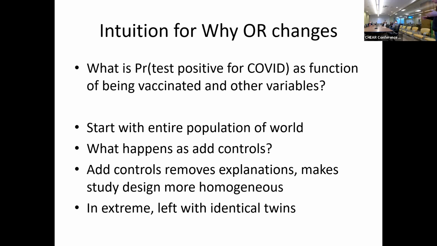As you add controls, you go from an original logistic regression, which just controls for whether you're vaccinated, but has no controls for all the other things that could be going on, to one where you help explain away for some people why they are or are not getting COVID. One way to think about it is you're reducing your sample to a set of people who are more and more similar to each other.